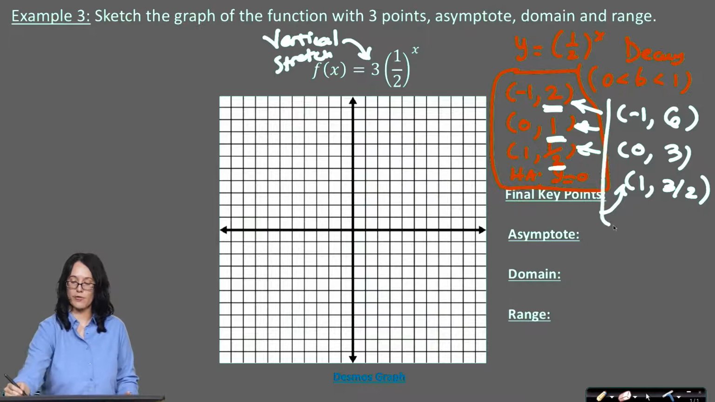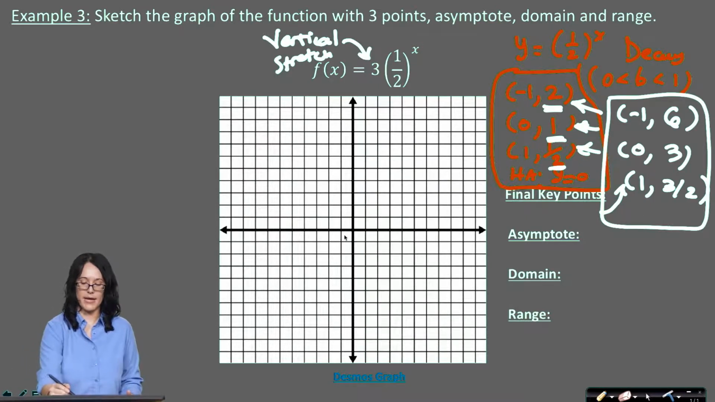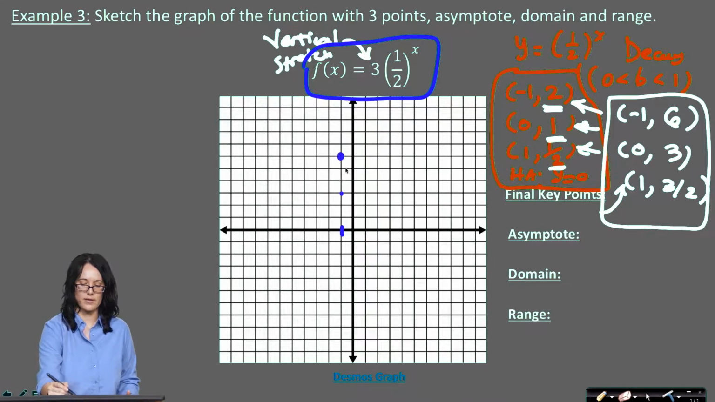So let's graph our 3 key points for this exponential decay model. At negative 1, 6, this function, f of x equals 3 times 1/2 to the x, would look like this. Oops, I think that's right there, actually. So let me erase that by accident. Our next point should be at 0, 3, and then at 1, I should be at an output of 3/2, or 1.5, so around here.